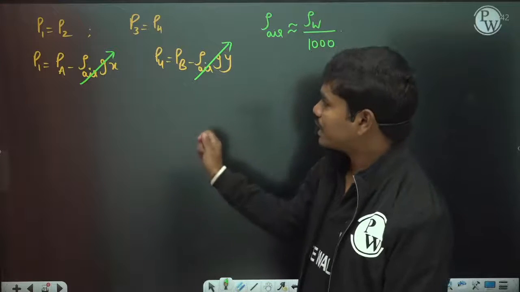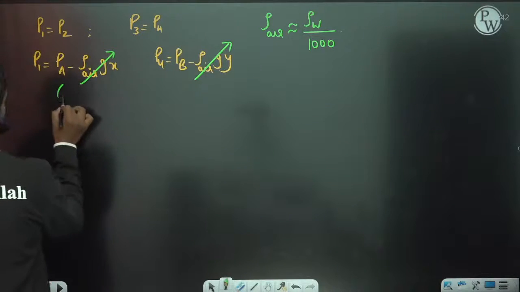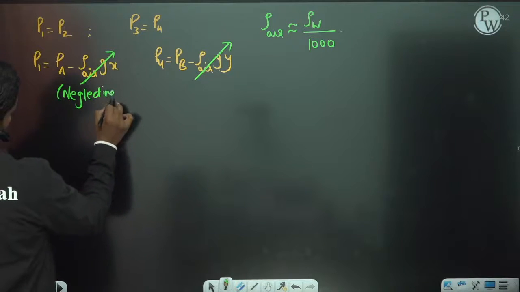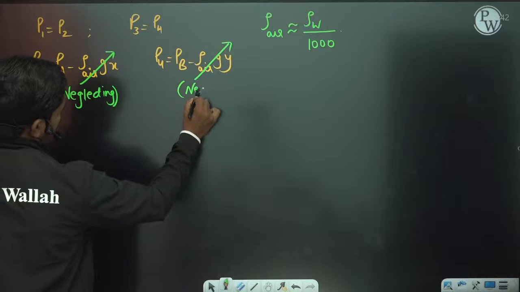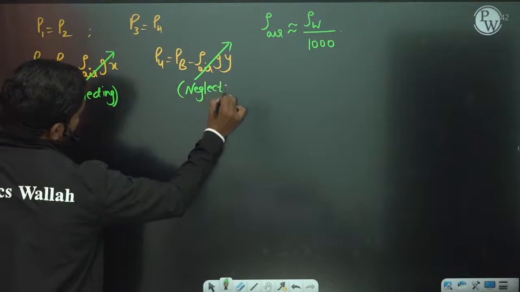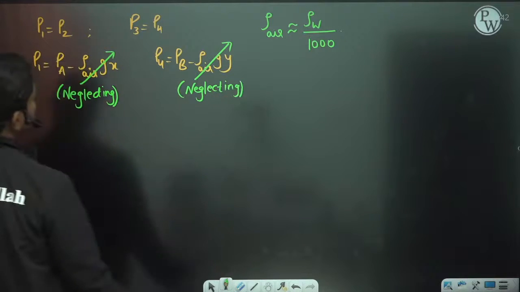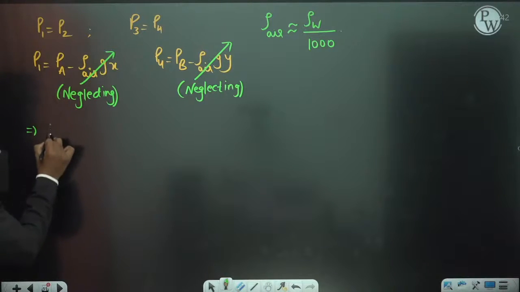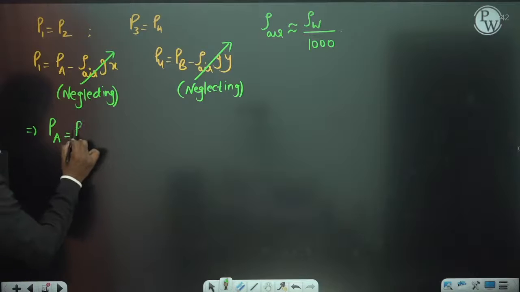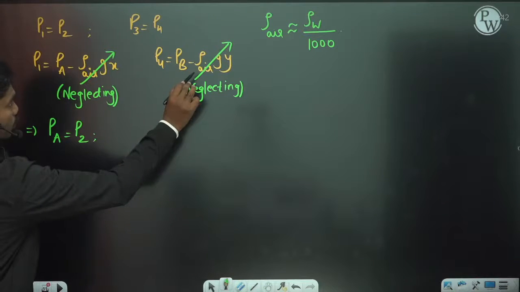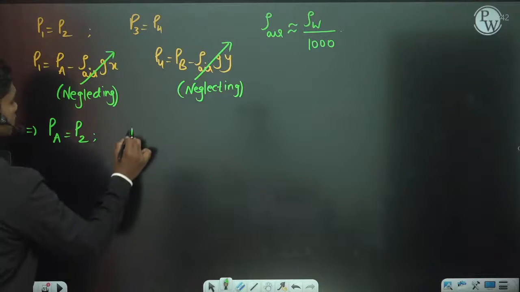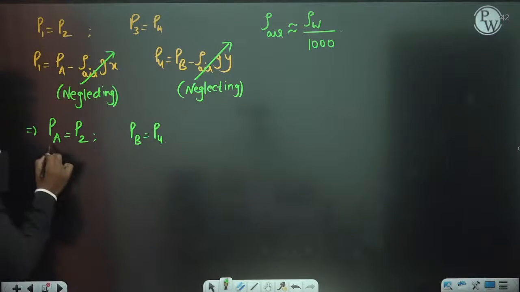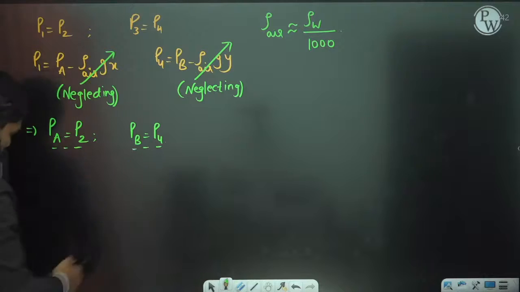So when you neglect these quantities, let us write neglecting air, and here also we are neglecting the air columns. Then P1 is the same as PA. So this means pressure at location A is nothing but pressure at location P2. Similarly, pressure at location B is nothing but pressure at location 4. PB is equal to P4 here. So PA is equal to P2 and PB is equal to P4.